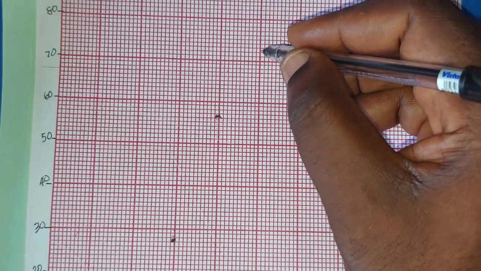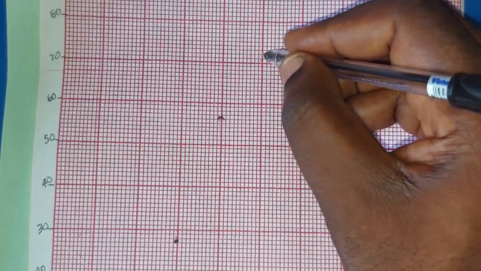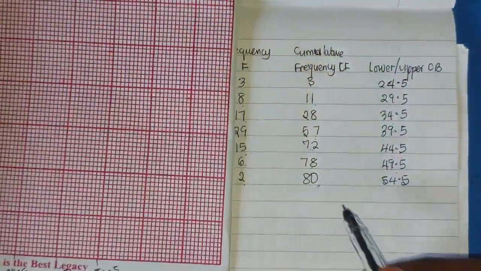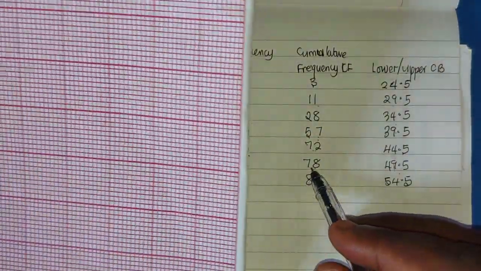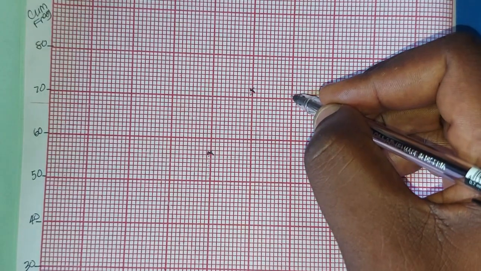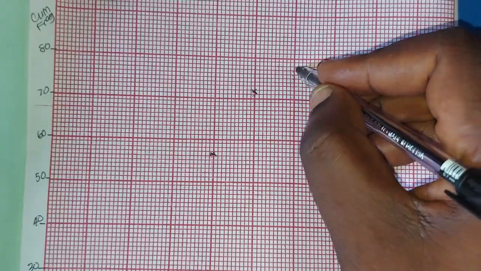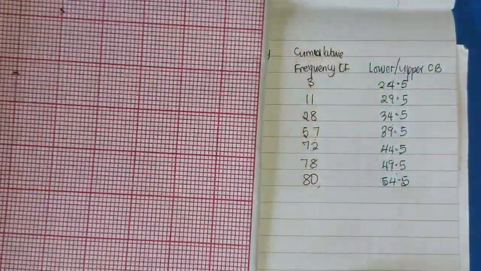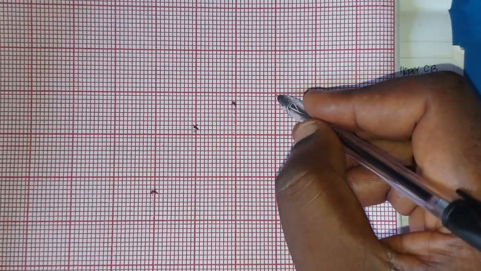Don't forget, class boundary against the cumulative. Count 2 boxes up. 1, 2. Okay. Then the last one is 78. So you count 8 boxes upwards. 1, 2, 3, 4, 5, 6, 7, 8. So you have to be very careful. Then the last one, of course, is 80, exactly on this line. This is 80.